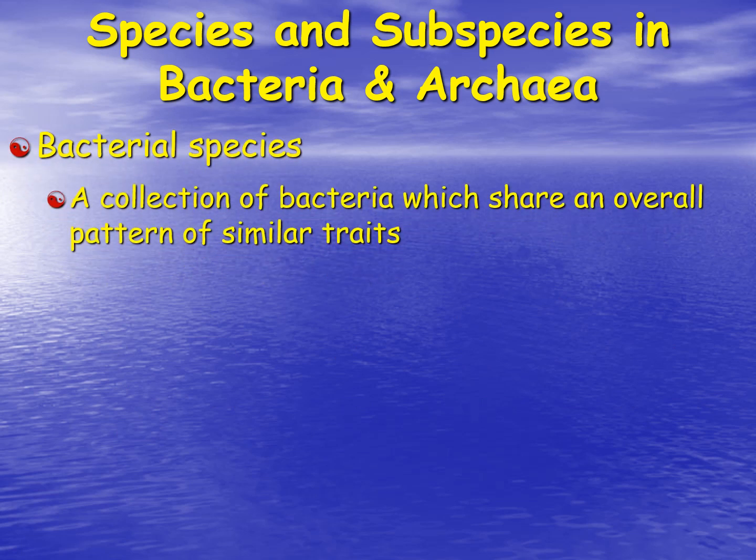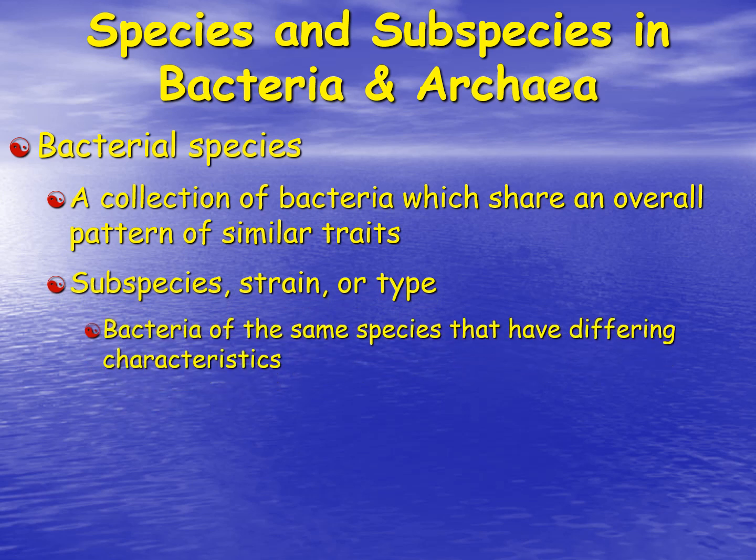Bacterial species are a collection of bacteria which share an overall pattern of similar traits. So, E. coli. When I say E. coli, I'm talking about a species of bacteria which has a huge number, I think around 600 different types of E. coli out there in the environment. So sometimes we talk about subspecies, strains, or types. And these are bacteria of the same species, but have differing characteristics.